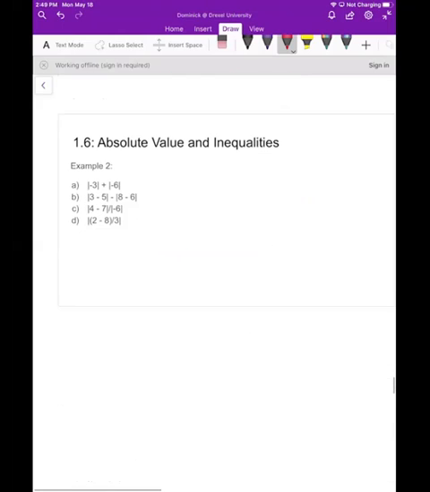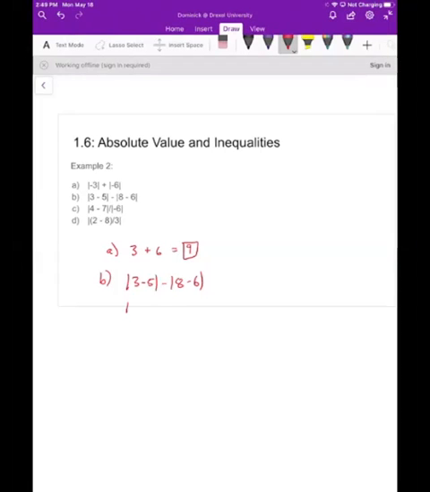Okay, so let's do a couple more examples. In part A, we have absolute value of -3 plus absolute value of -6. This is just going to become 3 plus 6, so we get a 9. Now in part B, we have to deal with each of the insides of the absolute value first. So this will become a -2. This will become a +2.